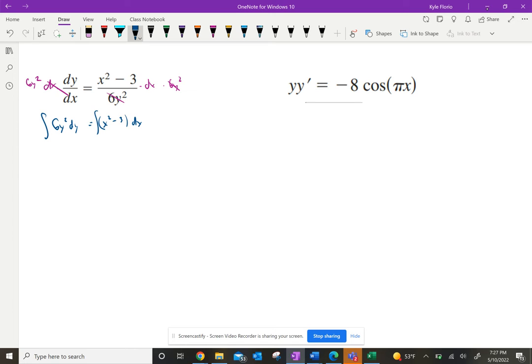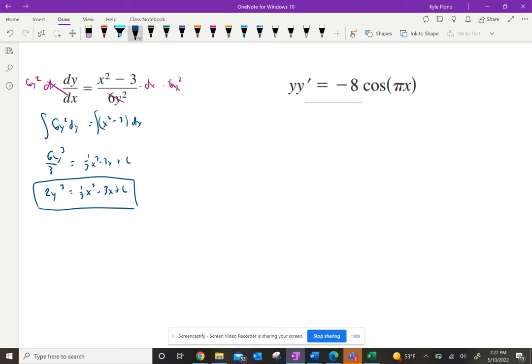And then we're going to integrate both sides. That's going to be 6y to the third over 3. That's going to be 1/3 x cubed minus 3x plus some constant. So what do we get? 2y cubed equals 1/3 x cubed minus 3x plus c.